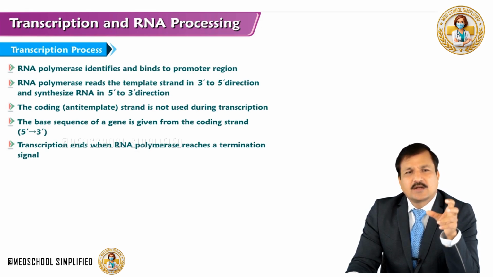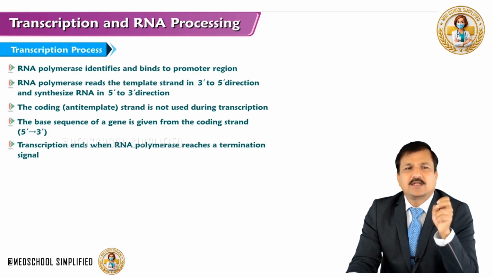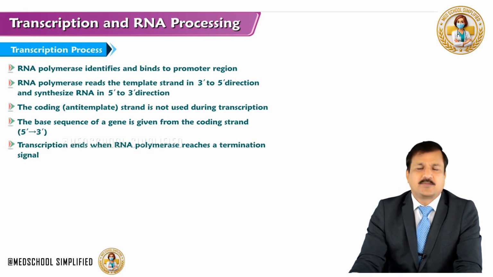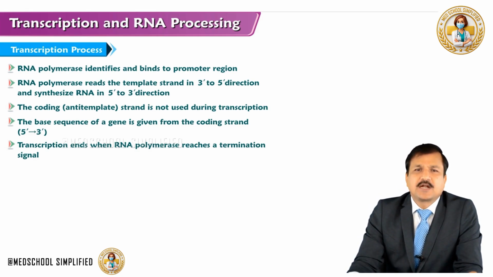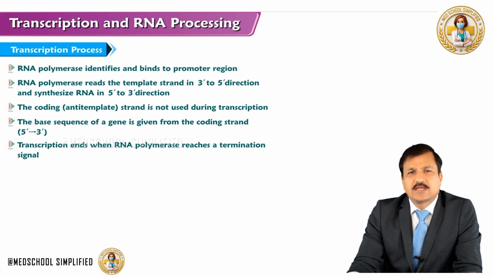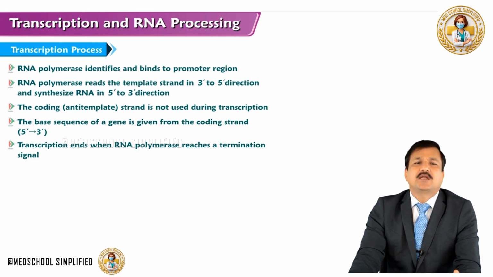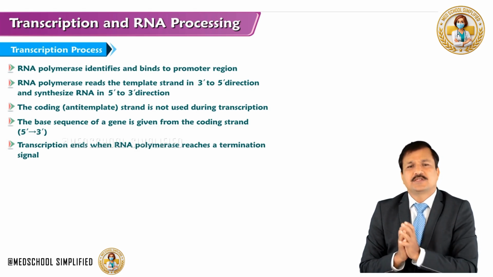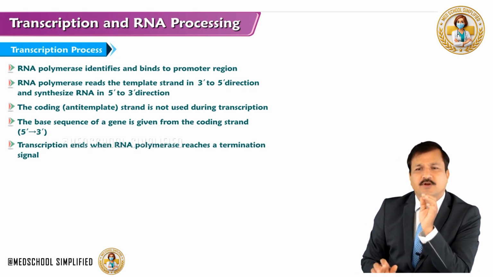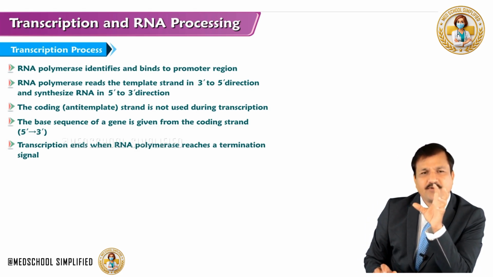The coding or the antitemplate strand is not used during transcription. It is identical in sequence to the RNA molecule, except that RNA contains uracil instead of the thymine found in DNA. By convention, the base sequence of a gene is given from the coding strand in the 5' to 3' direction.